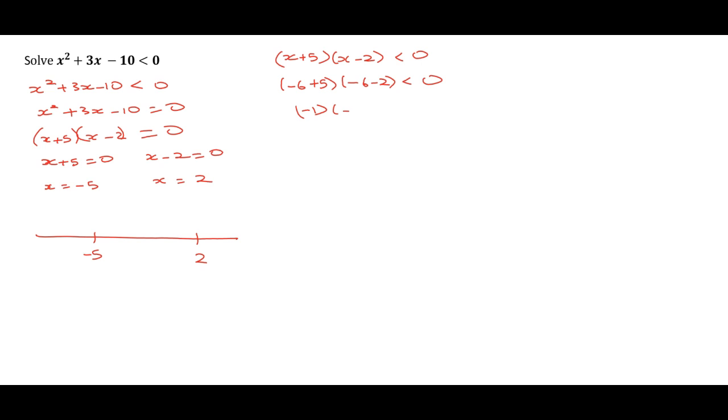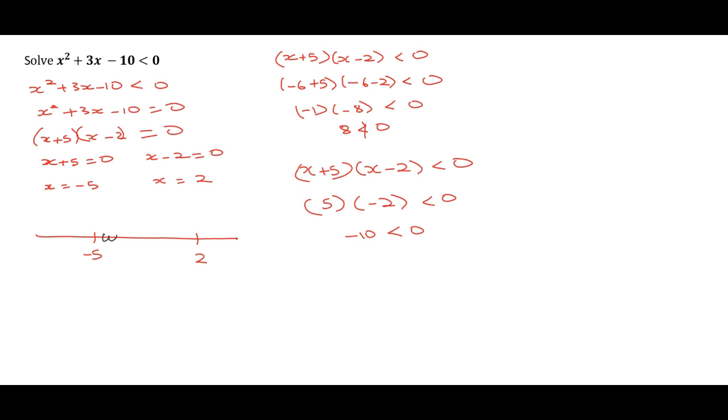Negative 1 multiplied by negative 8 is 8, and 8 is not less than 0. So this is not a good region here. Let's use 0. Let's go again. x plus 5, x minus 2 less than 0. So 0 plus 5 is 5, 0 minus 2 is negative 2, and then we have less than 0. So negative 10 is less than 0. So what we have here is a valid region.